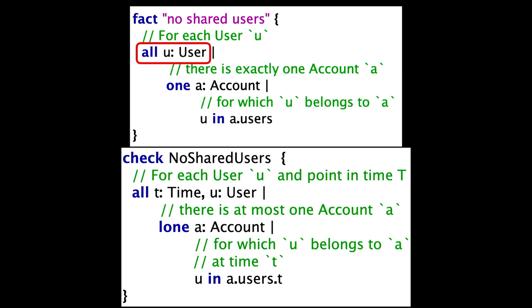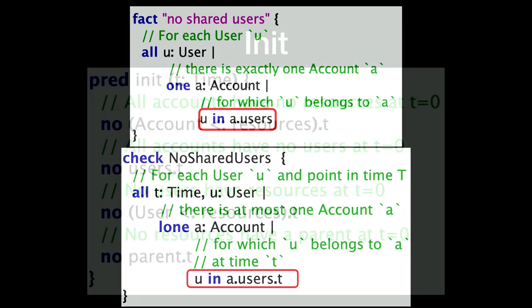And instead of for each user, we're going to look at every pair of user and time. Instead of there should be exactly one account, we'll say there should be at most one account, because sometimes users aren't going to be assigned to any account whatsoever. And then instead of the user belongs to the account, it's going to say the user belongs to the account at time t. And you can figure it out on paper yourself, but these dots are just more inner joins all happening together.